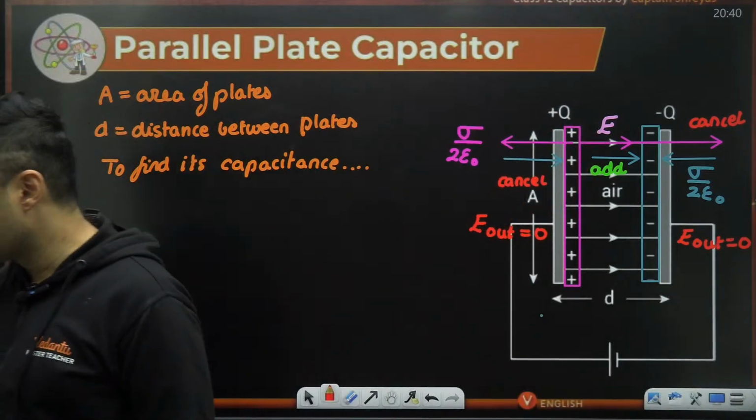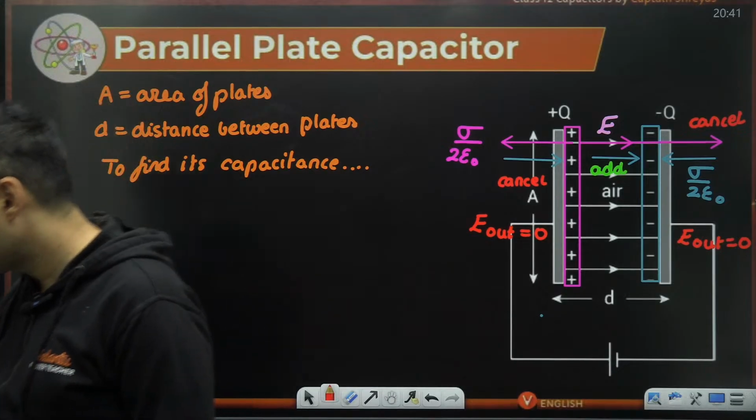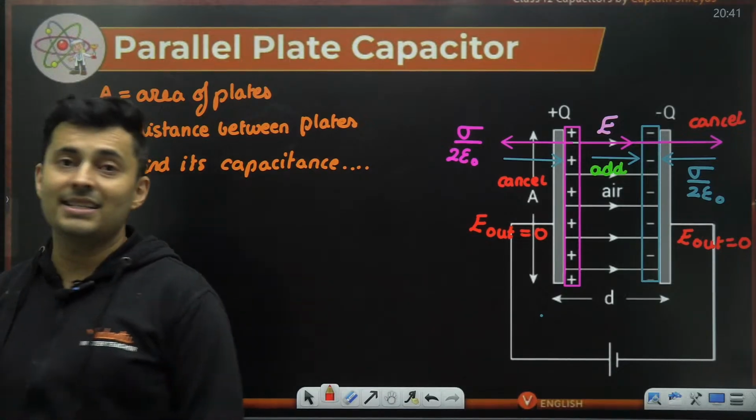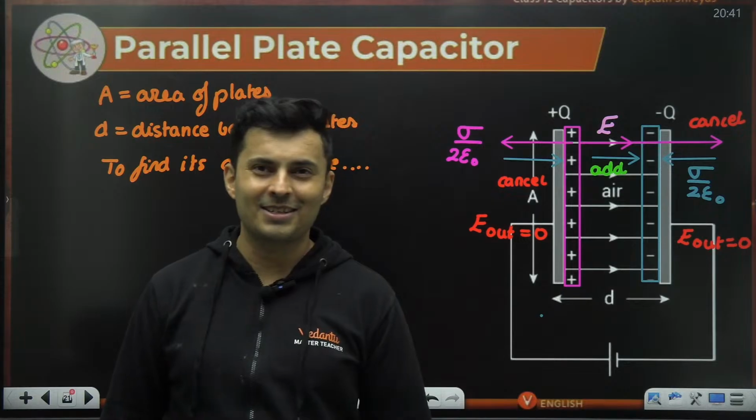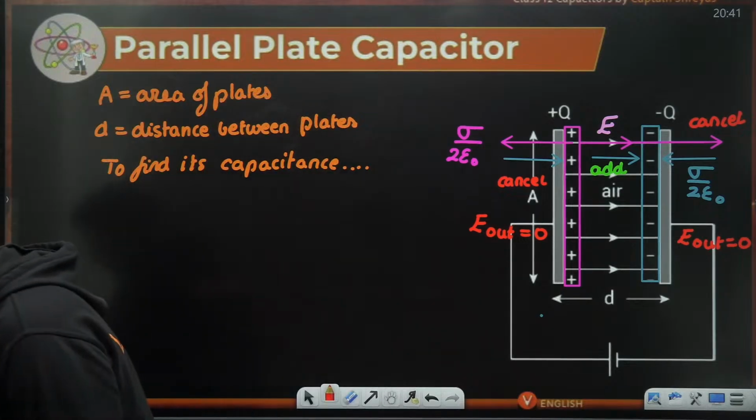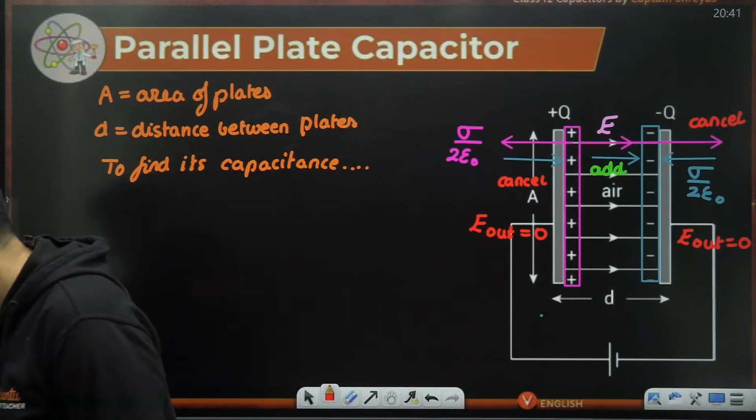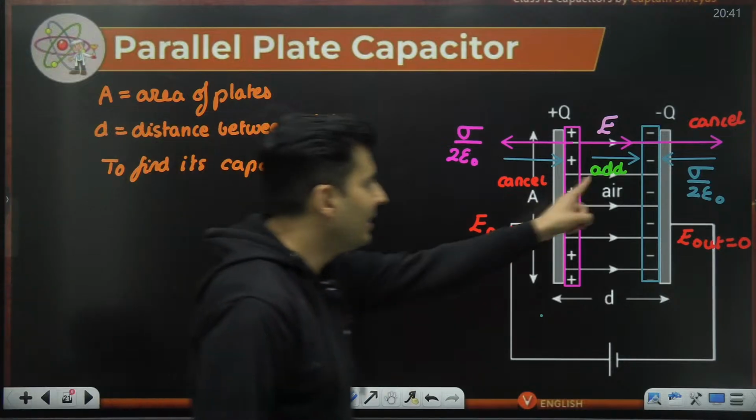Are you getting me, my dear warriors? Why is the electric field zero? Kevin, we will understand that when we study AC circuits. We have not yet reached that chapter. Okay? Right. Here they are adding.